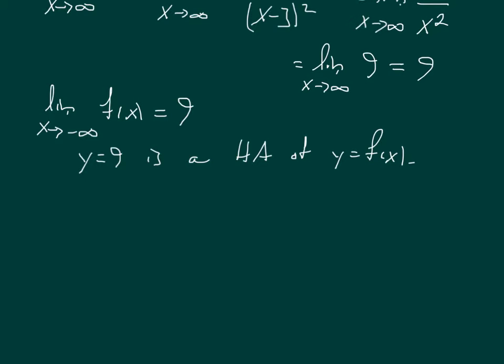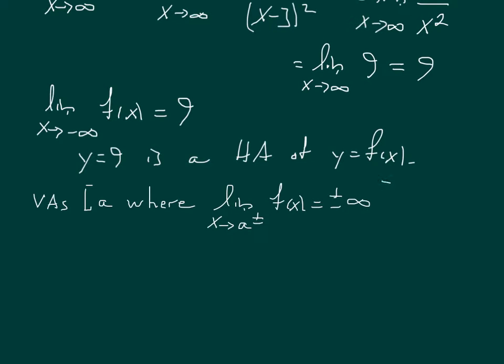Alright, so vertical asymptotes. So what are we looking for? We're looking for those A, if they exist, they might not, where as x tends to A from either the right or the left, f of x tends to plus or minus infinity. Alright, so that's what we do now.